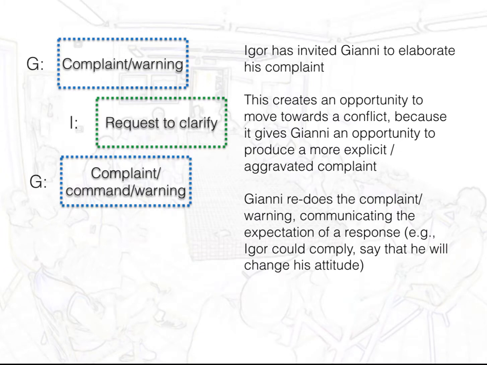So what the staff member decides to do is to produce a new version of his complaint and his warning, and in this way he reiterates the expectation that the client provides a positive response. For example, by saying, "Okay, all right, I take the message. I'll try to change," something like that. Or something happens, something different happens.